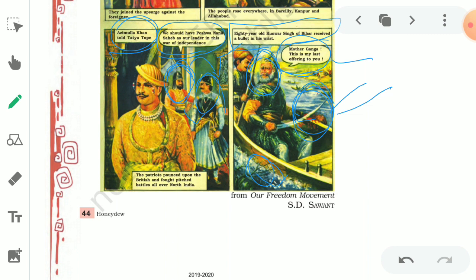It is a brief summary of the freedom movement in our country. So read the text thoroughly once again to understand each and every concept, and connect the concepts which you discussed. I hope you understood.